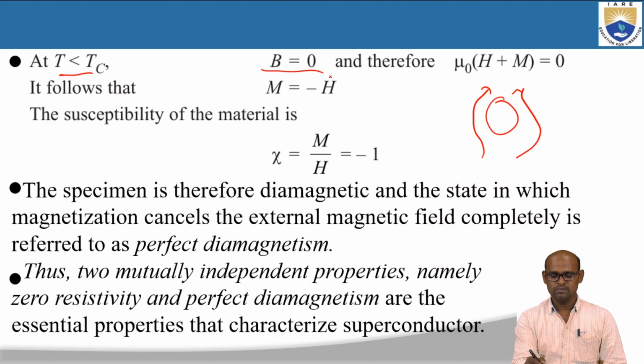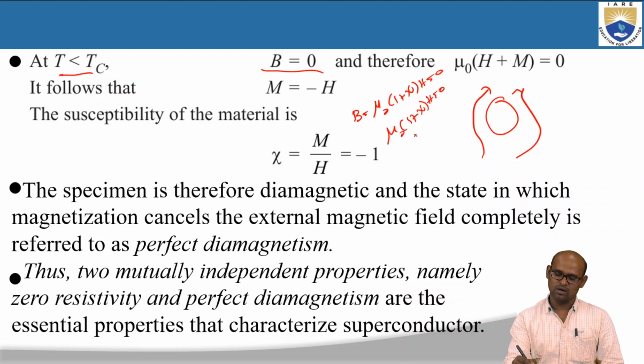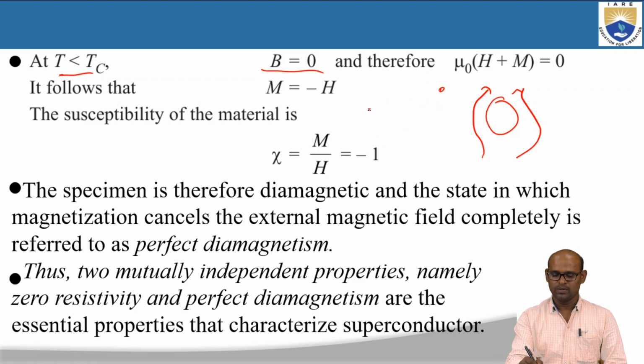When T is less than Tc, B is equal to 0, that means the equation for B, which is mu naught into (1 plus chi) into H, is equal to 0. Or, from the first equation, B is equal to mu naught into (H plus M) is equal to 0. That means H plus M is equal to 0, or H is equal to minus M, or M by H is equal to minus 1.